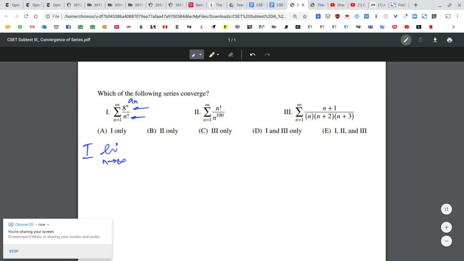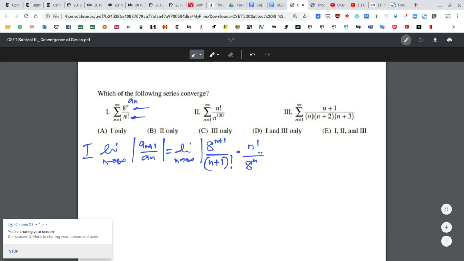So limit n approaching infinity, I'm going to do a_(n+1) over a_n. a_(n+1) is simply, I'm going to replace every n with n plus 1. So it's 8 to the power of n plus 1 divided by (n plus 1) factorial. Now I'm going to divide by the nth term, which is that guy. But when I'm dividing, it'll give you a fraction. I'm going to be dividing by a fraction, so I can just directly multiply by the reciprocal, which is n factorial over 8 to the power of n.